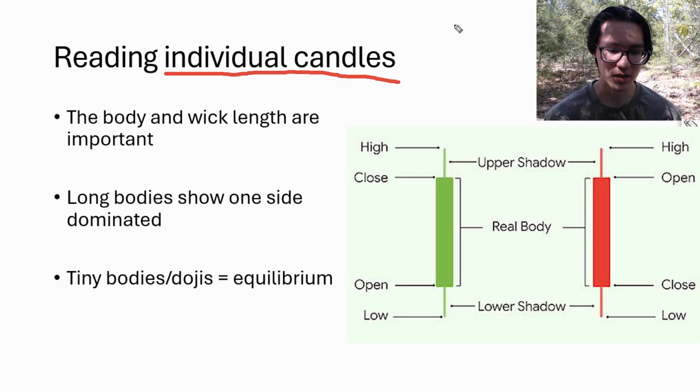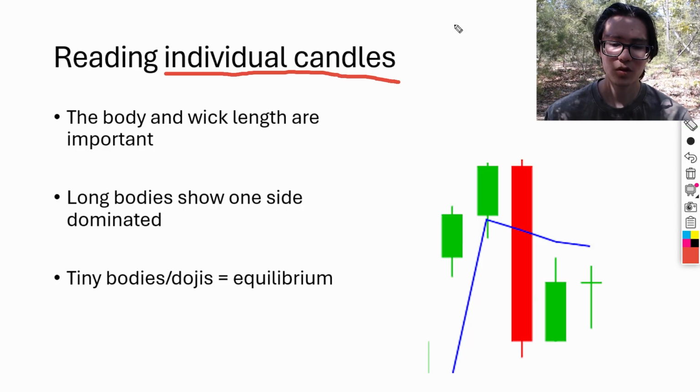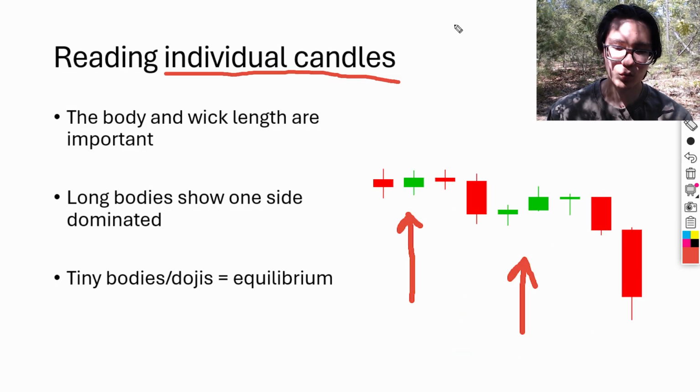Each candle has a meaning to it. It shows a supply and demand battle and which side had control. And each candle will show you who won, who lost, and how decisively. The length of the candle's body tells you key information. When you see a candle with a long body, it shows you that one side dominated. And ones with small bodies or dojis show equilibrium.